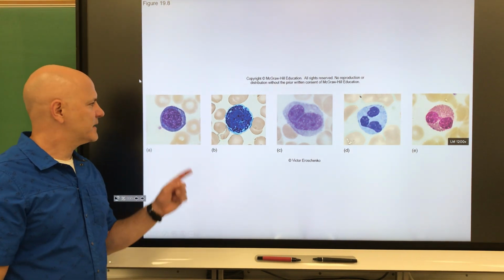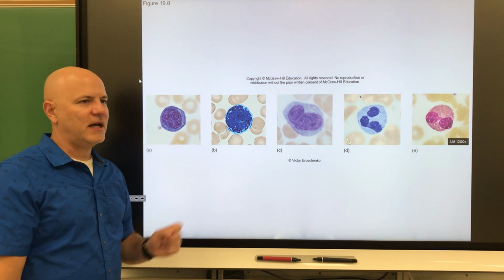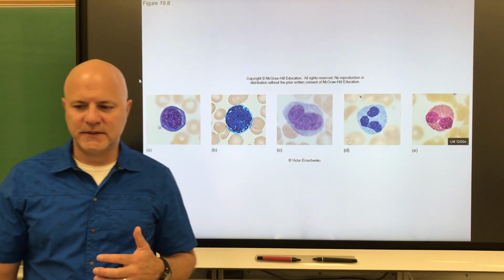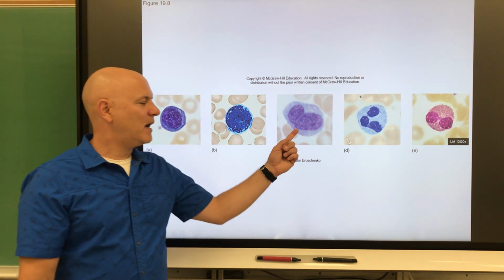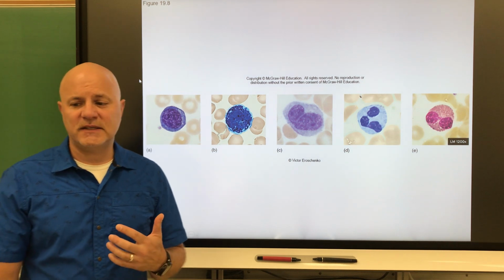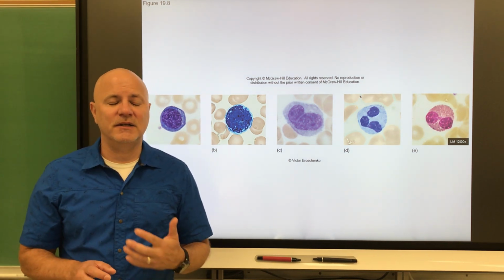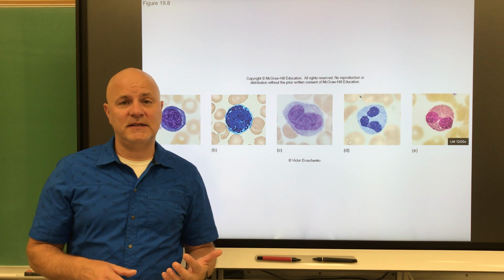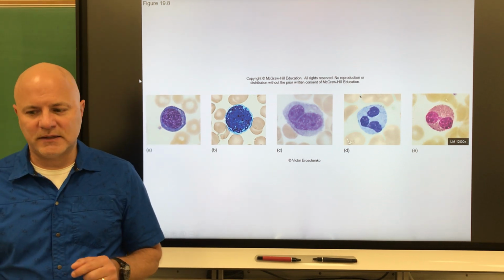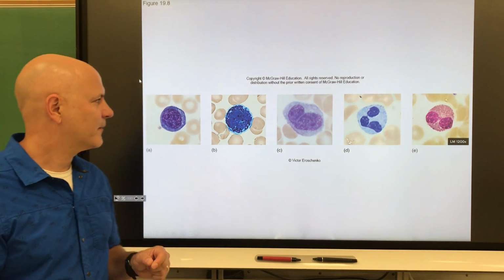Next are the agranulocytes. So these two are the agranulocytes. So these are white blood cells that do not have a granular cytoplasm. So the first are monocytes. That's a monocyte right there. These are white blood cells that phagocytize bacteria, dead cells, and other debris. So they're another phagocytic type of cell. They become macrophages when they move outside of the circulatory system.